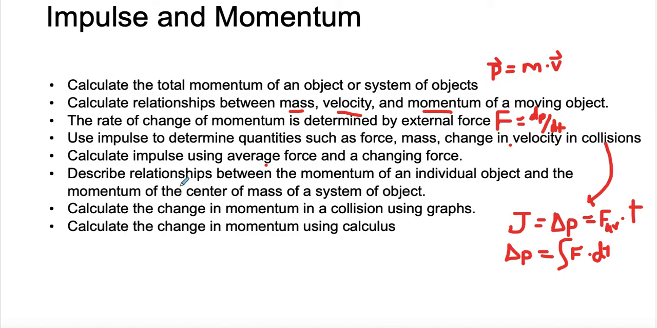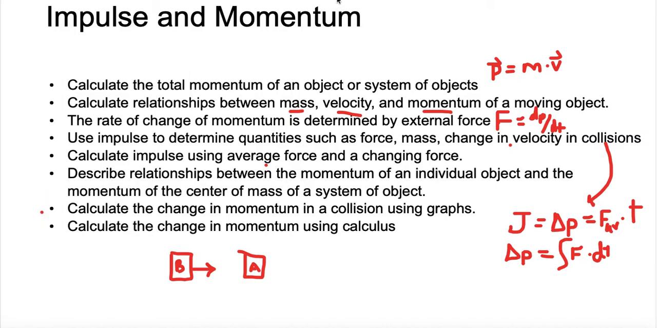So then the next point here is describe relationships between the momentum of individual objects and the momentum of the center of mass of an object. If we have an object, let's say I have A sitting right here and B is coming in at it. There's going to be a change in momentum of B when it hits A. There's going to be a change of A when B hits it, but the overall center of mass momentum should not change as long as there's no external force acting on it.